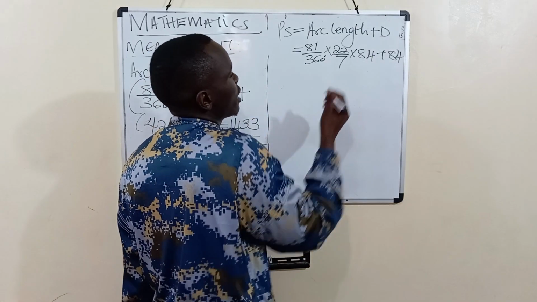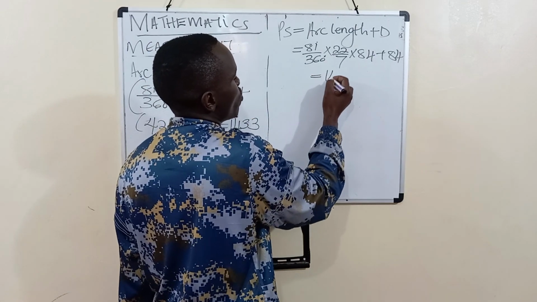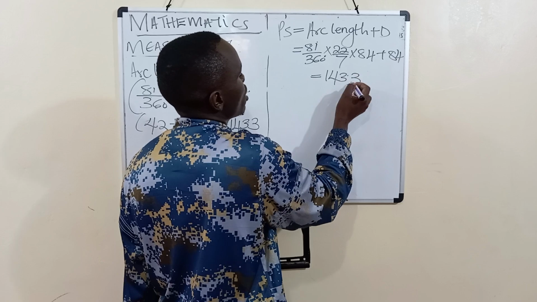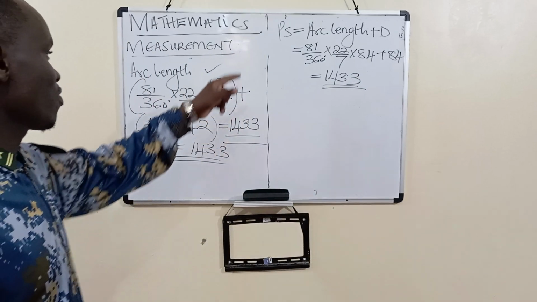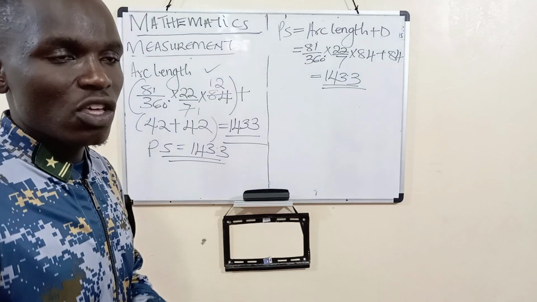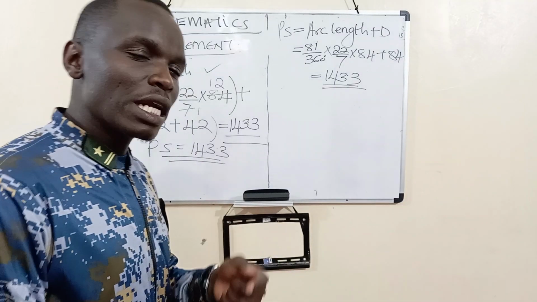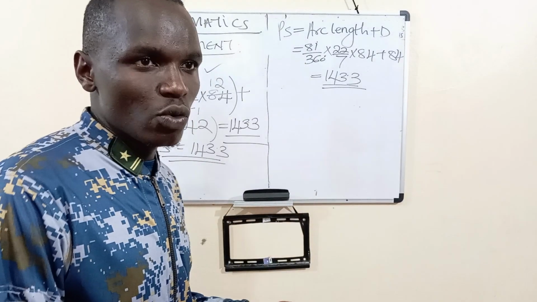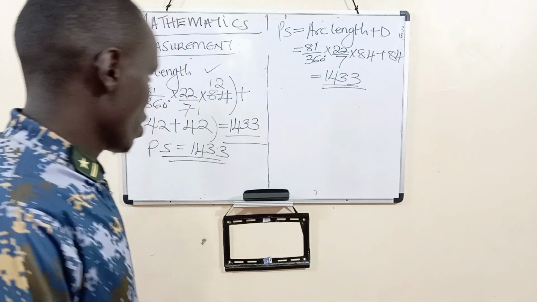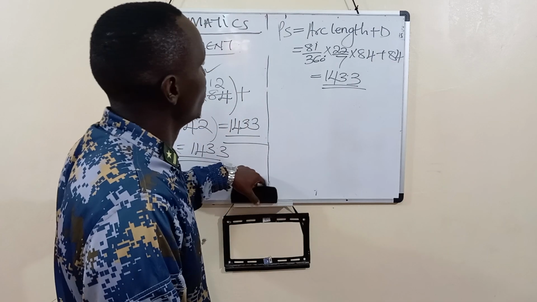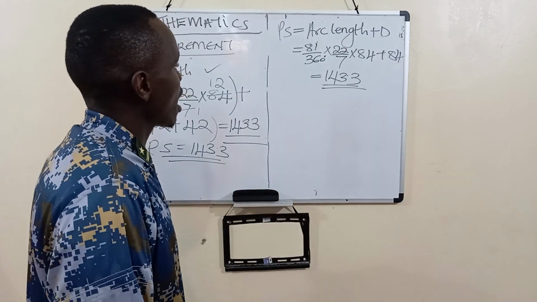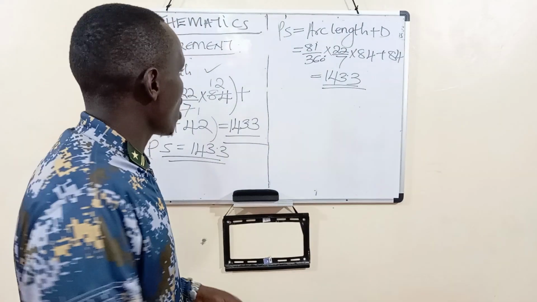When you calculate, you are going to get the value as 143.3. So the perimeter of the sector, you get the arc length, you add the two radii. The two radii is equal to the diameter. So when you add the arc length plus the diameter, you also get the perimeter of the sector.